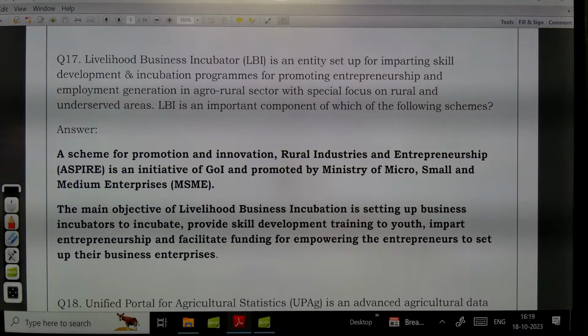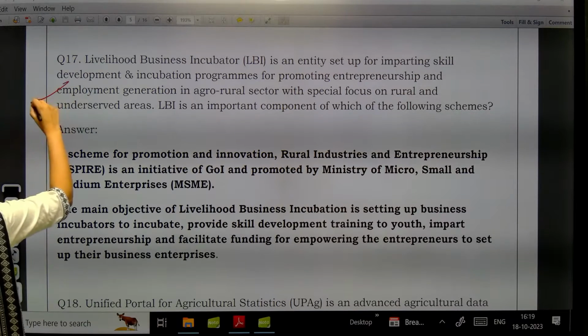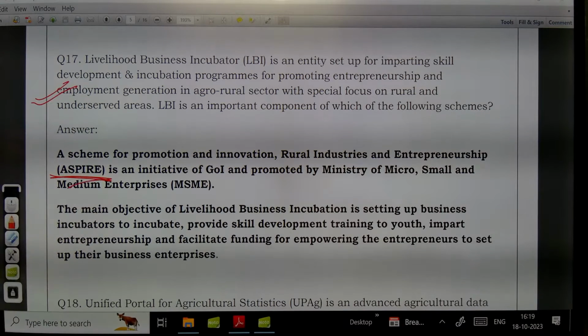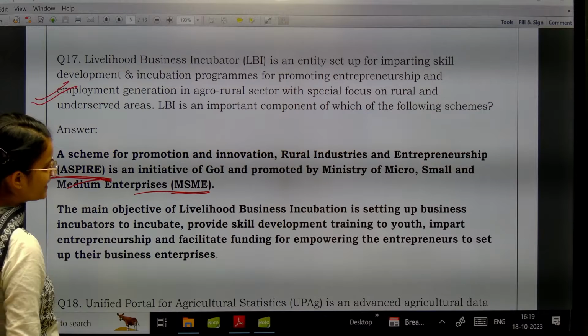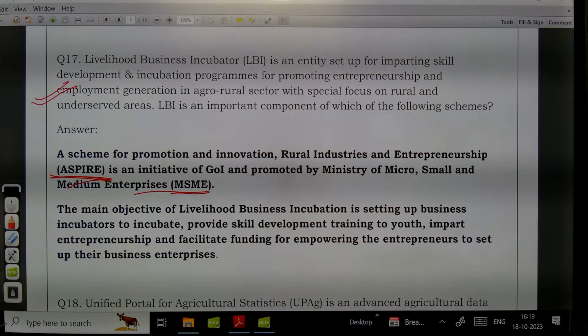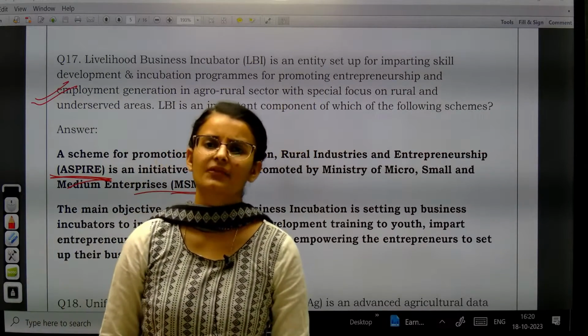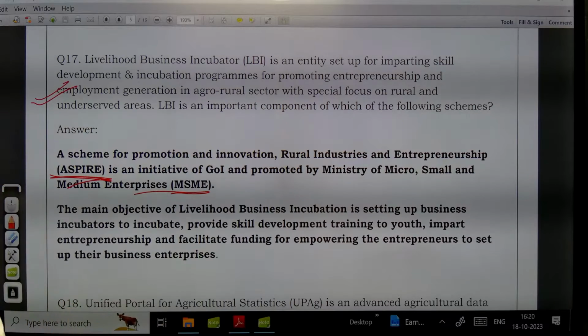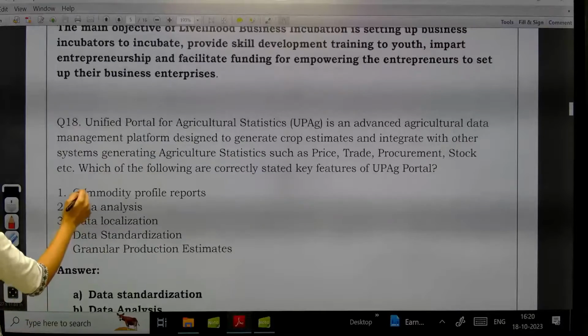Livelihood Business Incubator is an entity set up for imparting skills development and incubation program for promoting entrepreneurship and employment generation. So a scheme was asked, it is related to which scheme? So Aspire is the scheme. Okay, this is promoted by Ministry of Micro, Small and Medium Enterprises. Main objective is to provide livelihood business incubation, setting up business incubators to incubate and provide them with the skills they can acquire so that they can have a good livelihood and become empowered entrepreneurs. That is the main objective of Aspire.